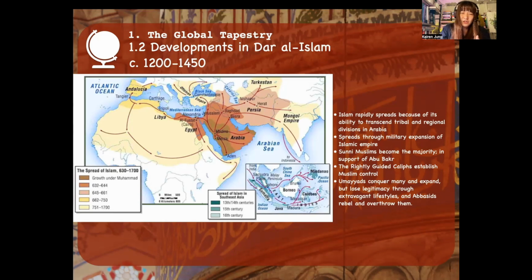It erased divisions, at the beginning, between men and women. Not so much after the Abbasid Empire. We're going to get to that. Anyway, it spread, and you can see its appeal. It spread throughout the military and trade-based expansion of the Islamic Empire. The Sunni Muslims became the majority.